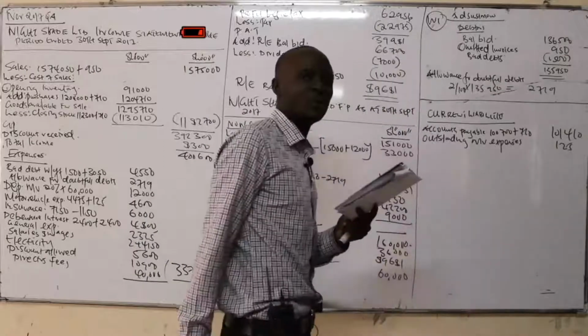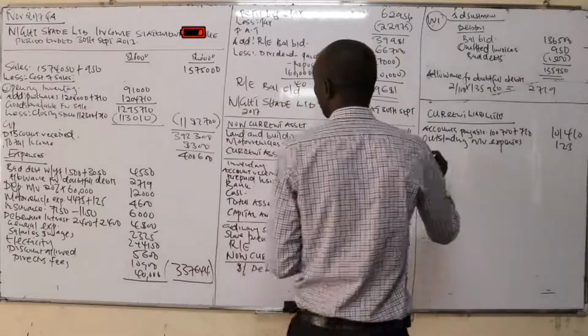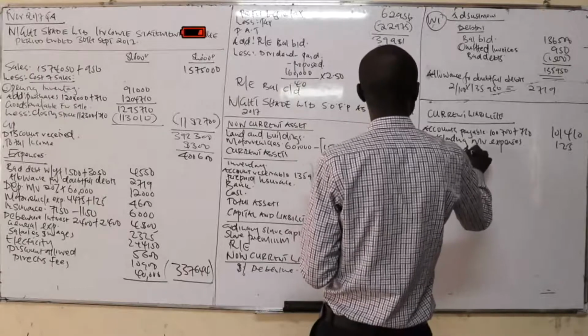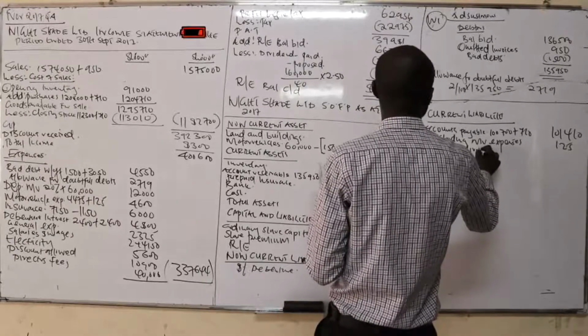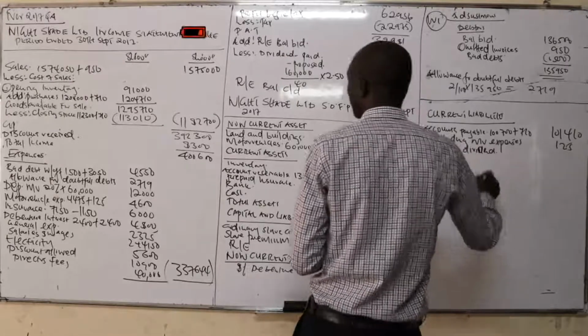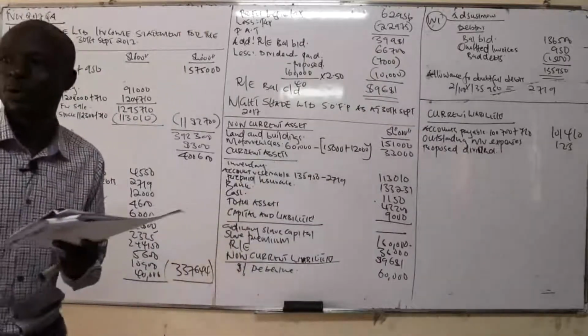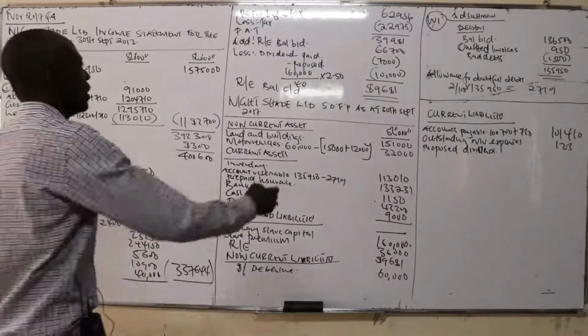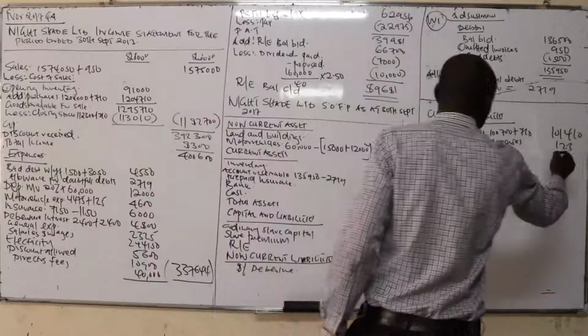No. Discount allowed has already been paid. So we have proposed dividend. Discount received is in income. Proposed dividend, how much? This one, 10,000, not yet paid.